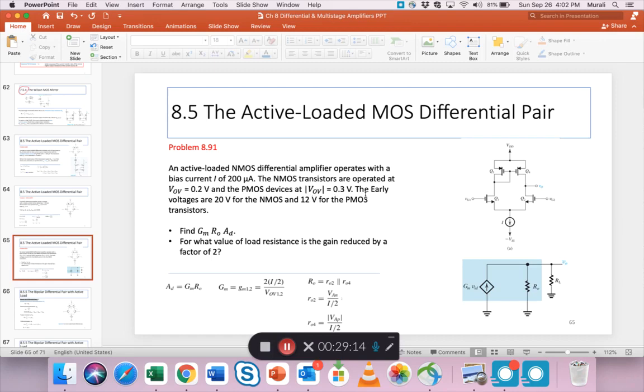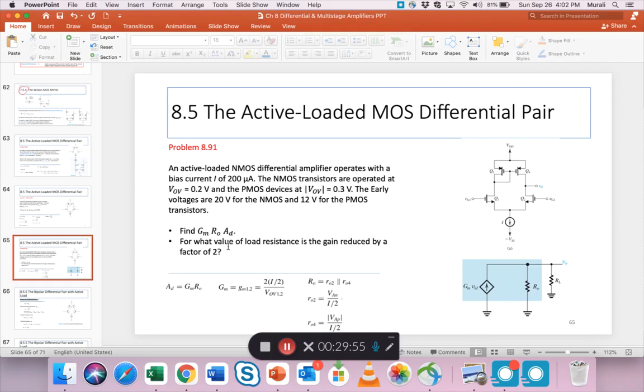So what is different or special about this problem? An active loaded NMOS differential amplifier operates with a bias current I of 200 microamps. The NMOS transistors are operated at VOV of 0.2, the PMOS devices at VOV of 0.3. So in this case, there are two different VOVs. That's one difference. The early voltages are also different. For NMOS it's 20, for PMOS it's 12. This is VA, right? Yeah. So given this, find capital GM, RO and AD.